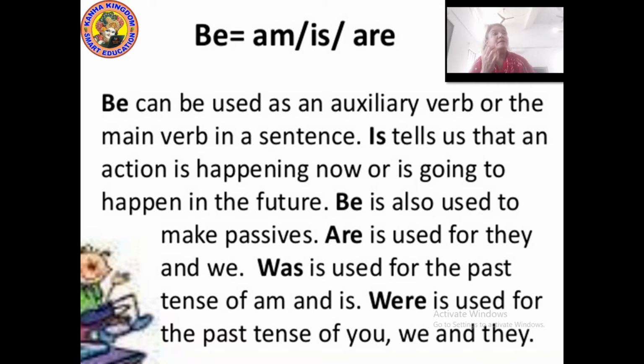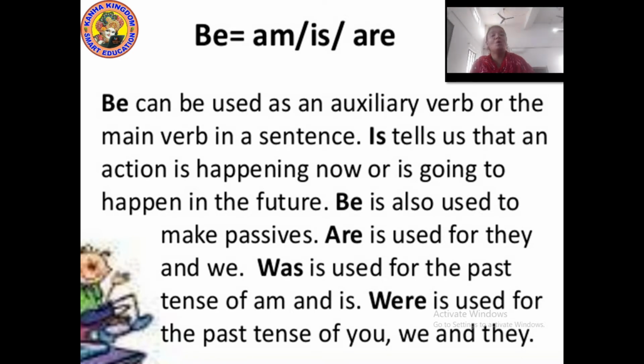Be is also used to make passive, as I told you. When I explained the table, I had told you that be is also used for the passive forms using by. Are is used for they and we. Are is used for the plural forms, you can say. For the plural pronouns or for the plural nouns, we will use are. They are, we are, you are.